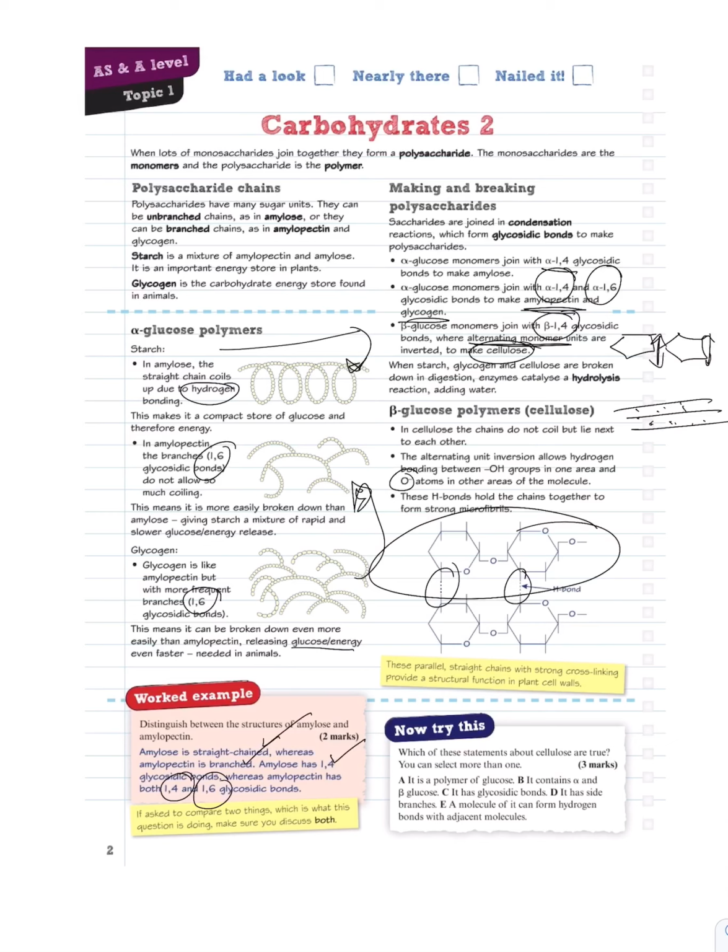Okay, now try this. Which of these statements about cellulose are true? You can select more than one. It is a polymer of glucose. Yes, it is a polymer of beta glucose. It contains alpha and beta glucose. No, it only contains beta glucose. It has glycosidic bonds. Yes. It has side branches. No. Finally, a molecule of it can form hydrogen bonds with adjacent molecules. Yes, that is correct. So A and C and E are the correct answers.